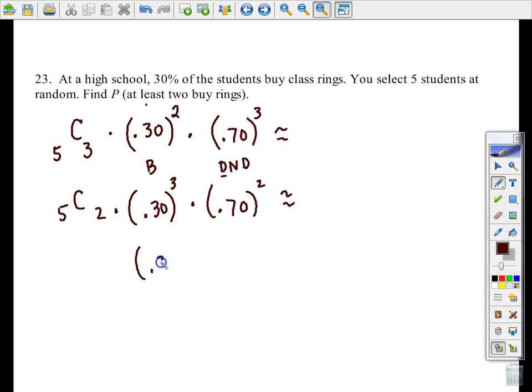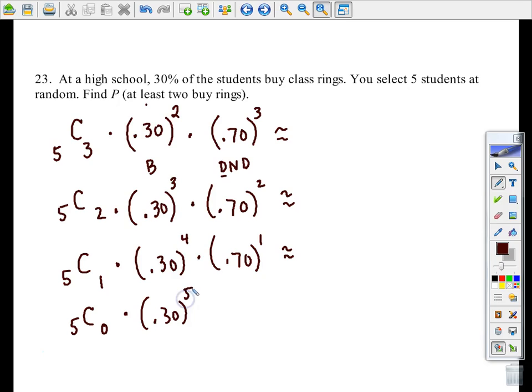And here's my combination factor. All right, just continuing on, this would be where 4 people buy rings, 1 does not. And then it could be that all 5 buy rings. That's still at least 2. So all 5 buying rings looks like this, raising the buy rings probability to the 5th, meaning not buy rings to the 0. So let's come up with the decimal form of each of those probabilities, and then we'll just add those together.